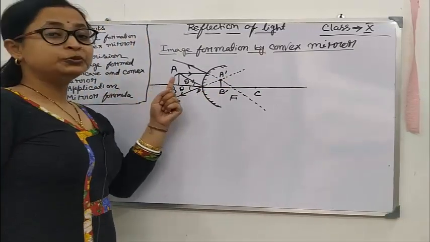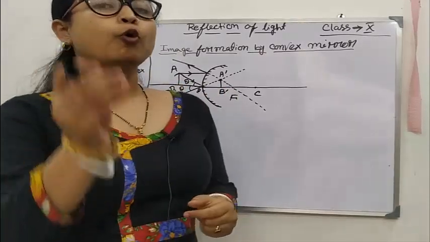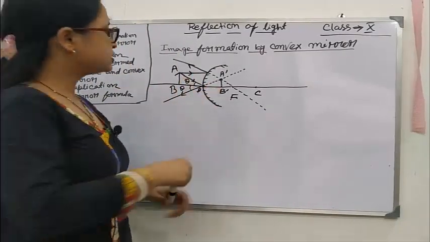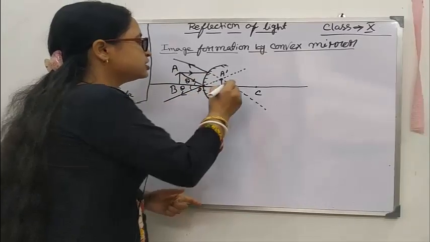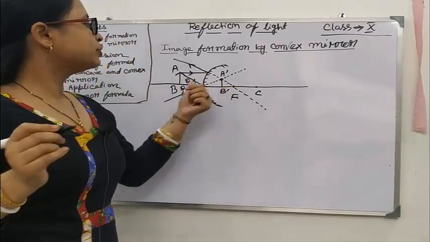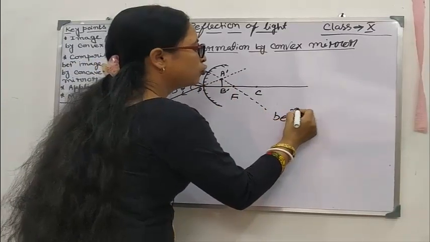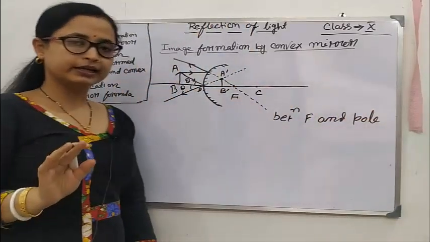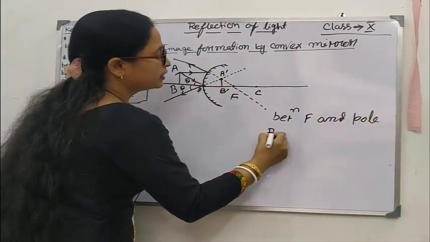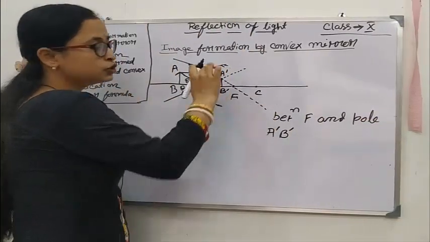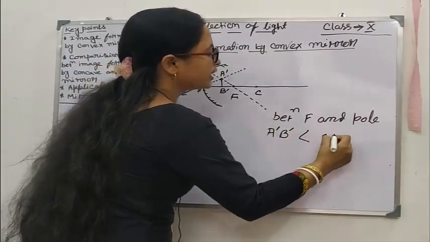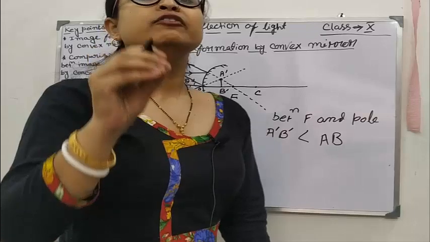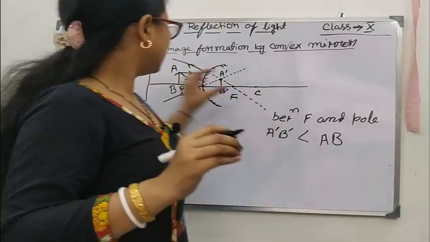Look, whenever the object is placed in between pole and infinity, in case of convex mirror, we get the image in between pole and focus point. This is our focus point, no? So the position of the image is between focus point and pole. Clear? And you can see that the size of A dash B dash, that means the size of the image, is less than the size of the object. What is the meaning of this? That means the image is diminished, smaller than the object.